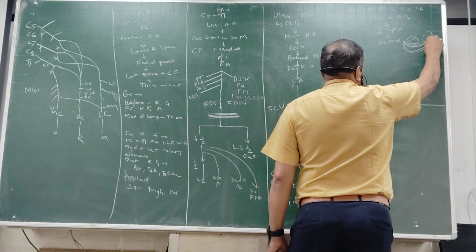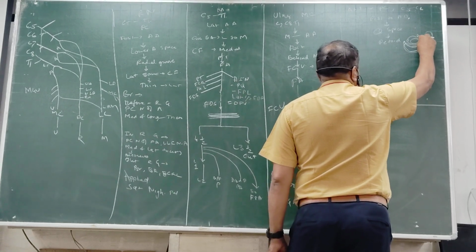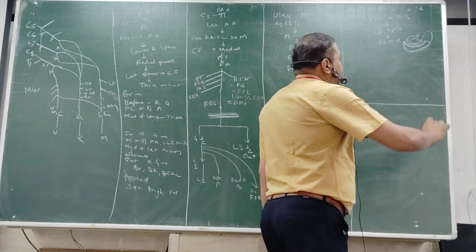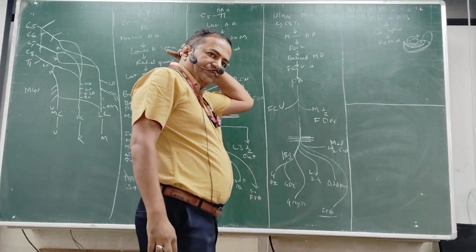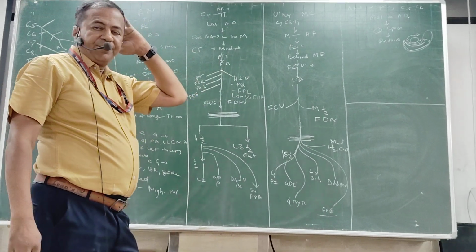So this is anterior, posterior. This is anterior circumflex humeral. This is posterior circumflex humeral. So anterior division of axillary accompanies posterior circumflex humeral. Okay.